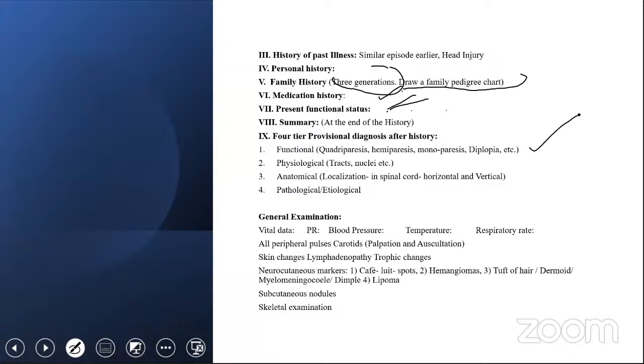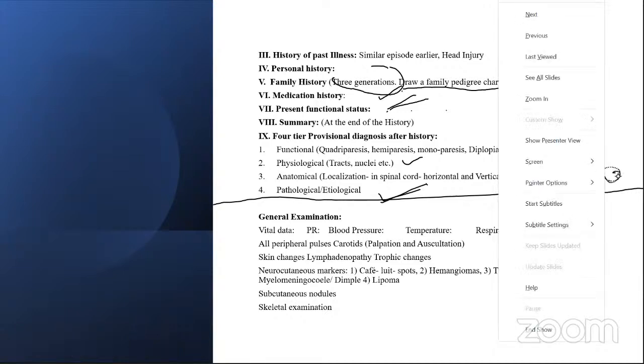Functionally, whether the patient has quadriparesis, hemiparesis, monoparesis, diplopia, etc. Physiologically, you identify with the symptoms what are the tracts and nuclei that are involved. Anatomically, you localize in the spinal cord, horizontal and vertical. Similarly, you localize anatomically where the problem is, and you hypothesize what could be the pathological and etiological diagnosis. So this part is very, very important. Most of the time the diagnosis is made by this phase only.